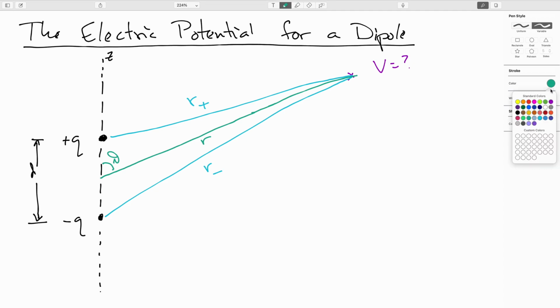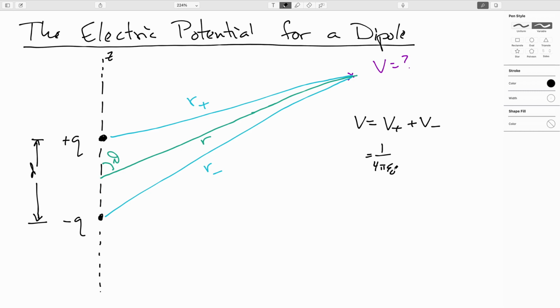So the idea is, sure, the electric potential will be equal to the potential due to the positive charge plus the potential due to the negative charge. And we can be nice and careful about that and say this is 1 over 4 pi epsilon naught, and then here the charge is q and the distance is r plus. And here the charge is minus q and the distance is r minus.